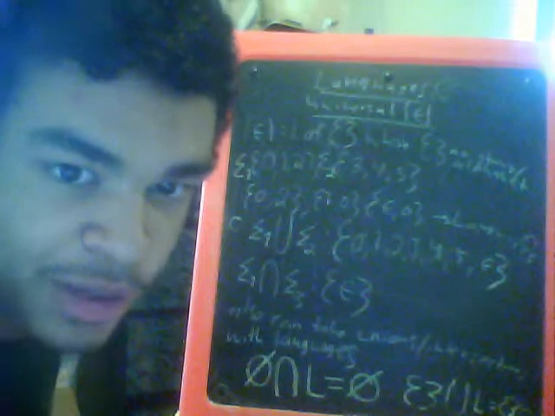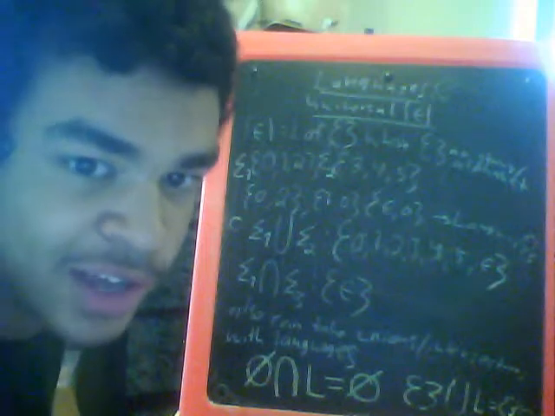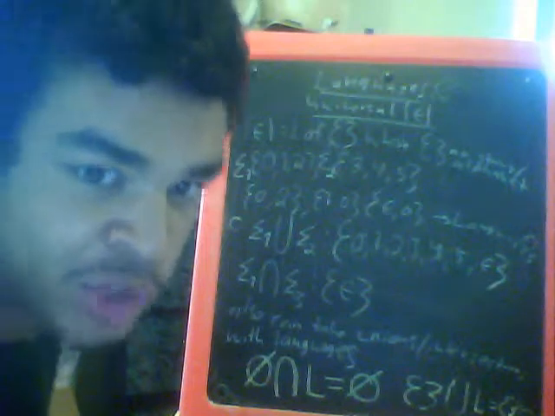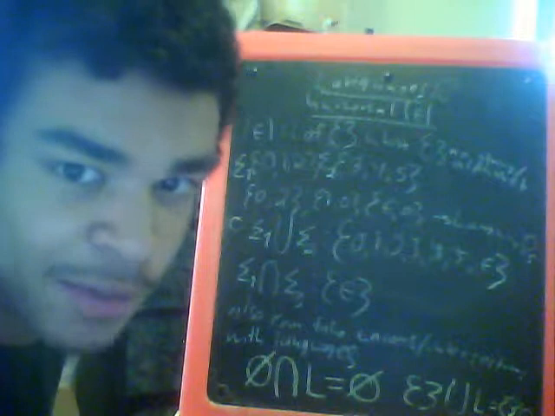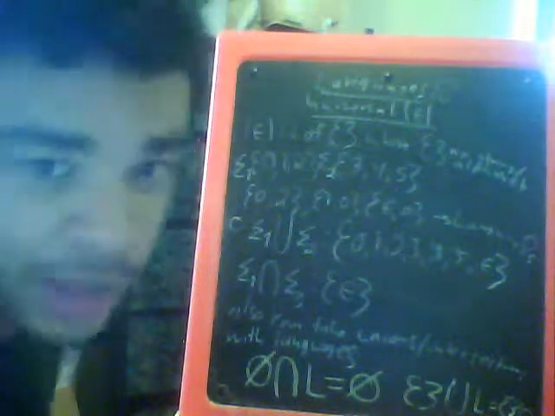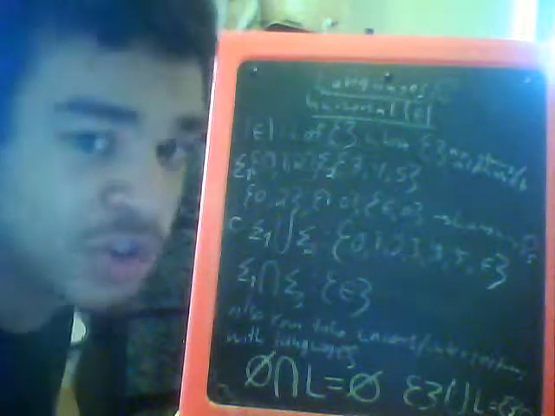This video will be on languages. Last video we talked about alphabets and strings in terms of the theory of computation. In this video we'll talk about languages and the universal epsilon string.